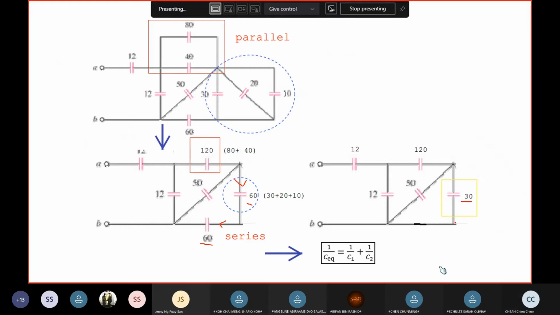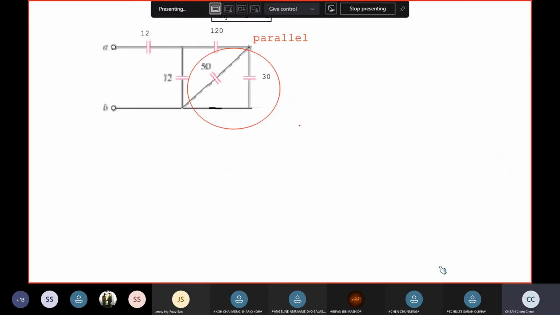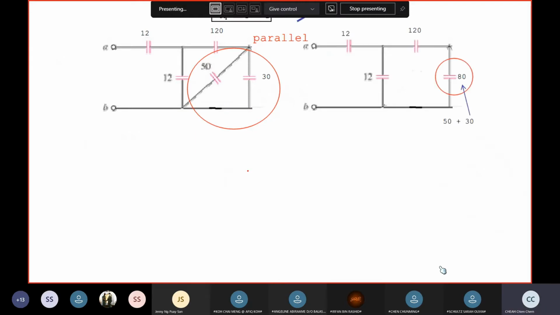After that, we can see that these two are in parallel because one end is common. The other end is also common. This does not have any drop in voltage. It's a conductor. So same thing, we do this: 50 times 30 divided by 50 plus 30. Sorry, these are parallel, so we add them up. 50 plus 30, parallel is add up. 50 plus 30, we get 80.